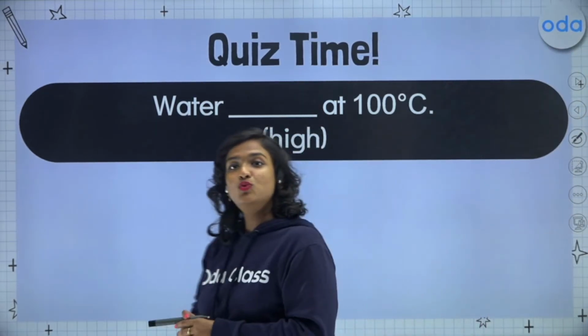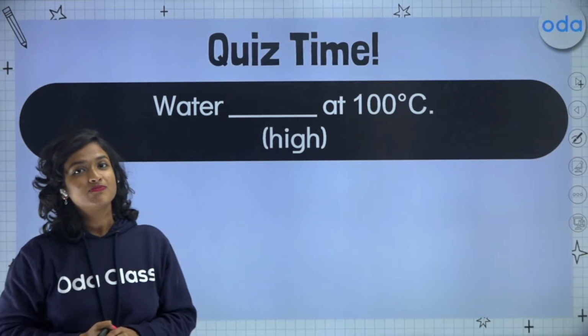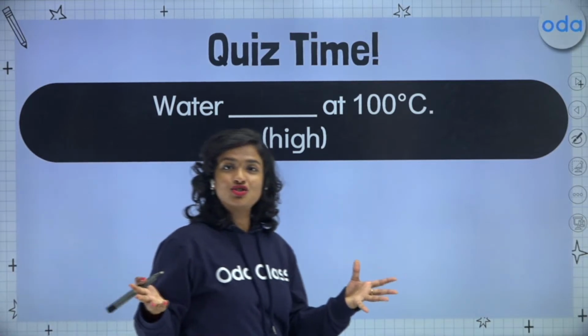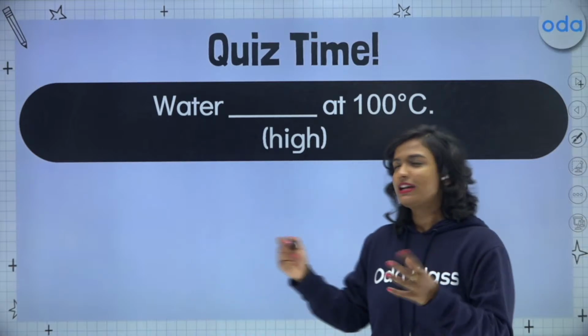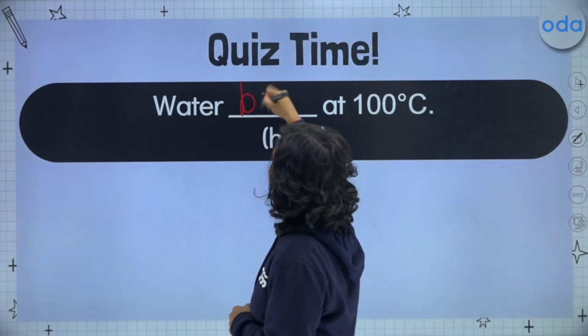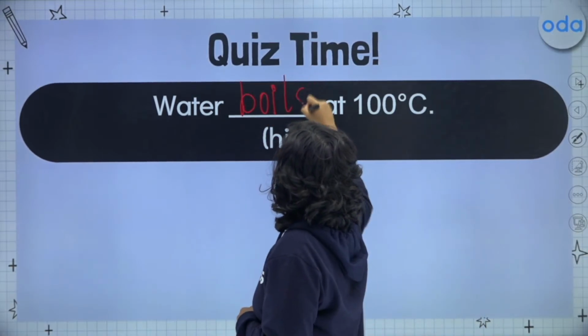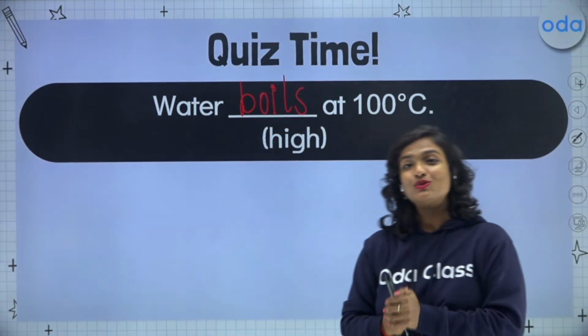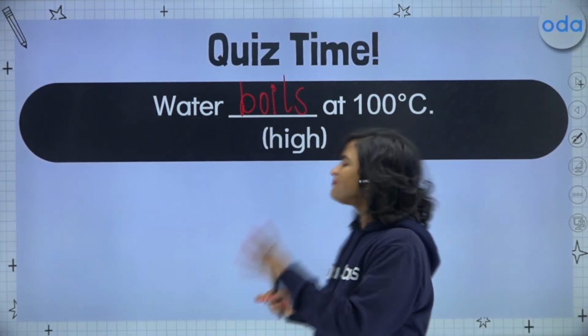Water blank at 100 degrees Celsius. Now, this right here is the general truth. It's a fact, something that everybody knows. So let's use our simple present tense. Water boils at 100 degrees Celsius.